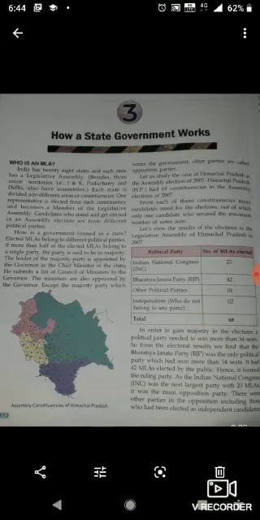So, children, our next topic is about the MLAs of the majority, and we are going to read about coalition types of government. So let's begin it in our next video.